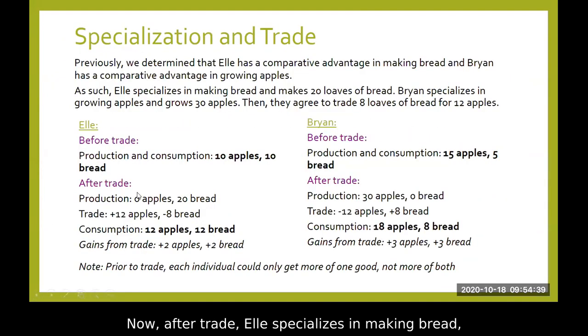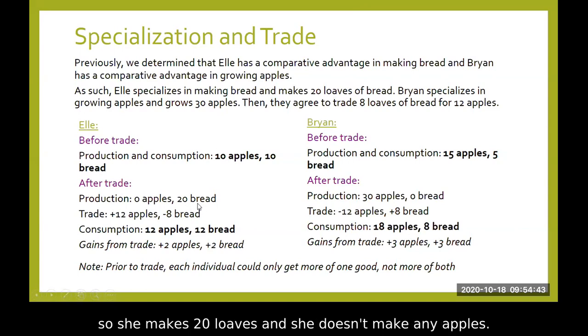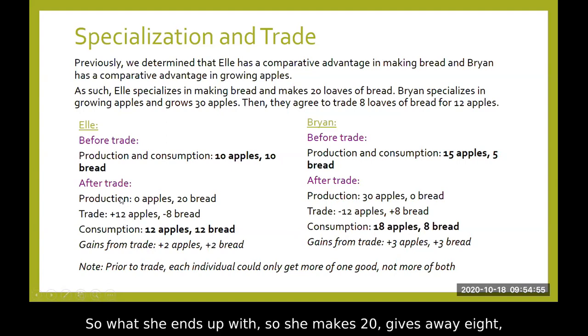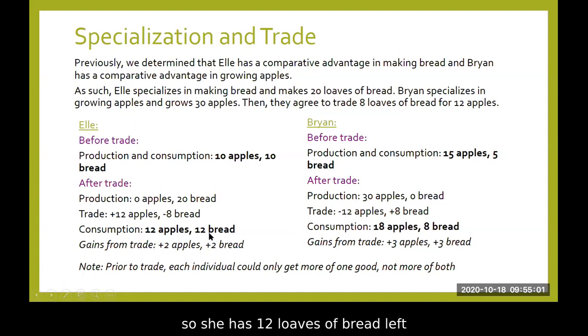Now, after trade, Elle specializes in making bread, so she makes 20 loaves, and she doesn't make any apples. But she gives away 8 of the 20 loaves of bread, and in exchange, she gets 12 apples from Brian. So she makes 20, gives away 8, so she has 12 loaves of bread left, and with trade, she gets 12 apples.